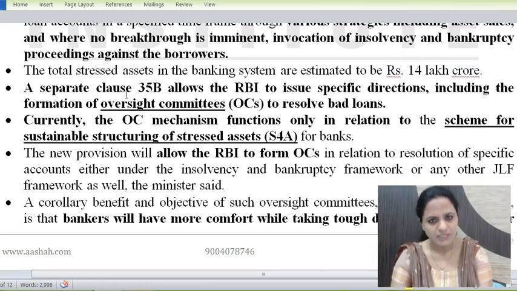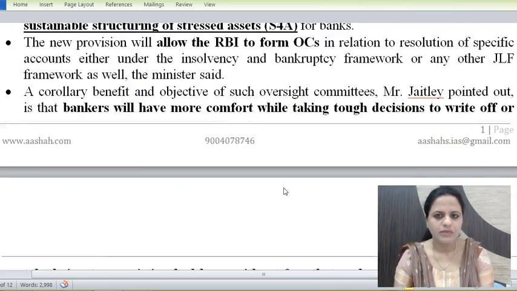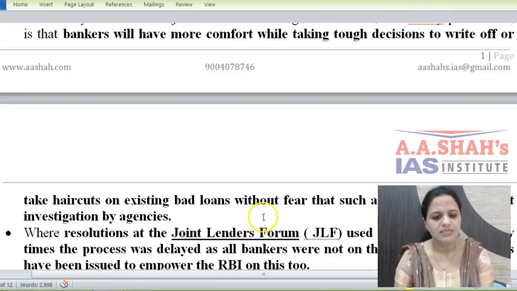One provision in which this is allowed presently is the S4A scheme. So this S4A scheme is the scheme for sustainable structuring of stressed assets. What is this specifically about? We'll see that too. So this oversight committee mechanism is there only in this scheme presently. So by this ordinance now, RBI can issue specific directions, including formation of oversight committees, to resolve bad loans. So this power has been given to RBI now. So this will provide more comfort to the banks to take such decisions to tackle stressed assets.